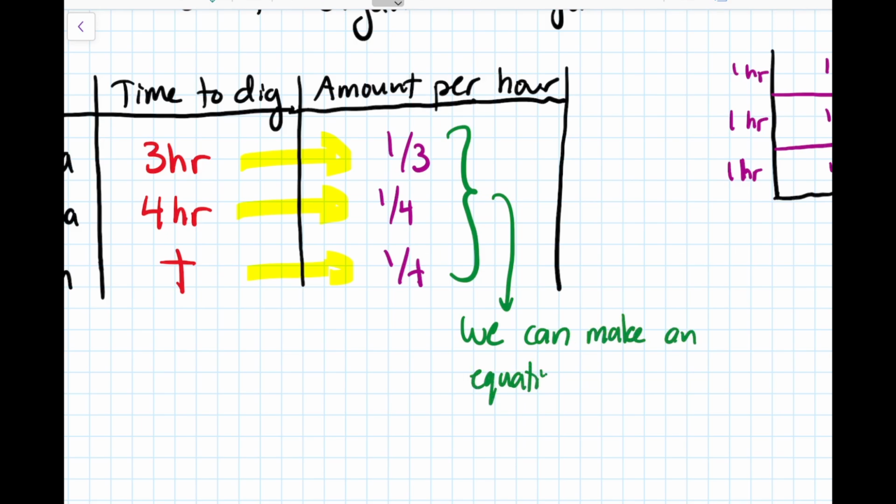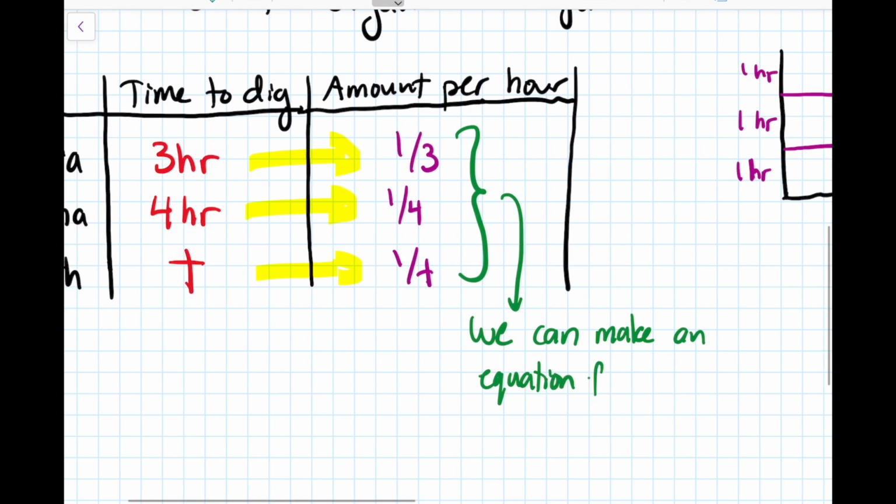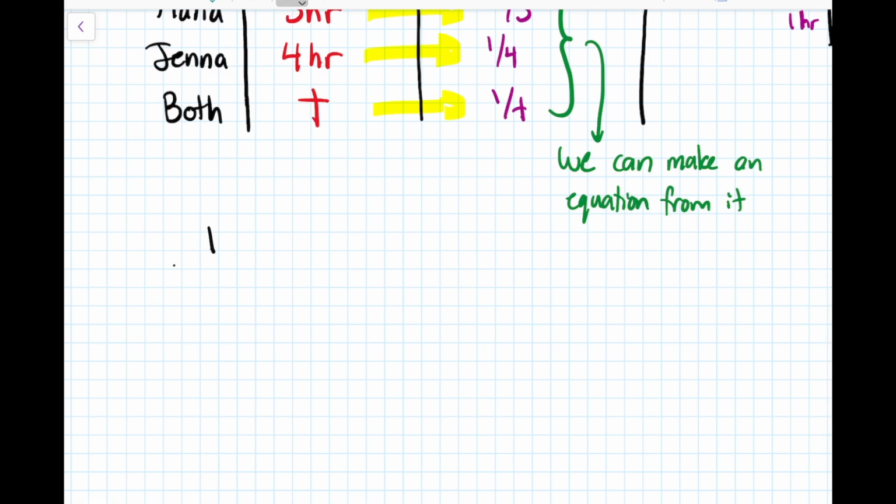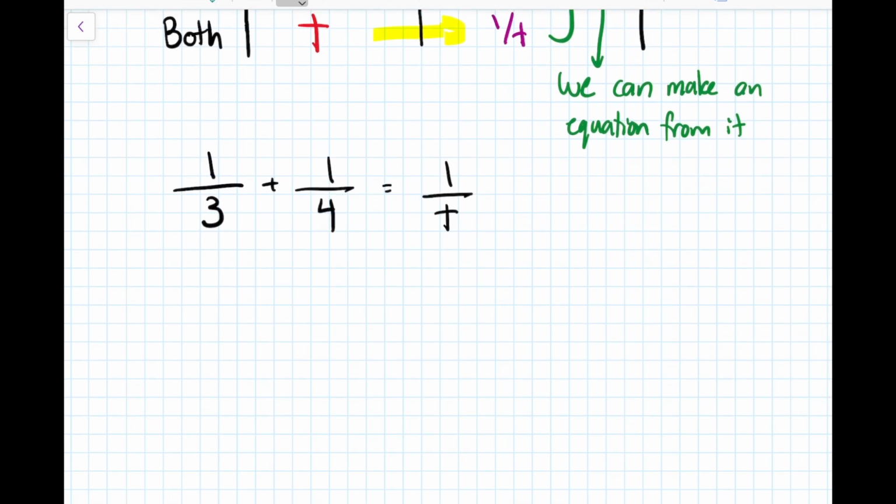And the reason that we can make an equation out of this is that the amount that Maria digs plus the amount that Jenna digs should be the amount that they dig together. So 1/3 plus 1/4 equals 1/t. And now we just need to solve this.